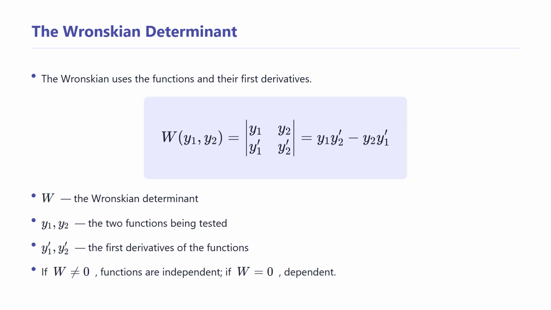To calculate it, we multiply the top left term by the bottom right term, and then subtract the product of the top right and bottom left terms. The resulting expression is our test. If W is not equal to 0, the functions are linearly independent. If W is exactly 0 for all x, they are dependent.